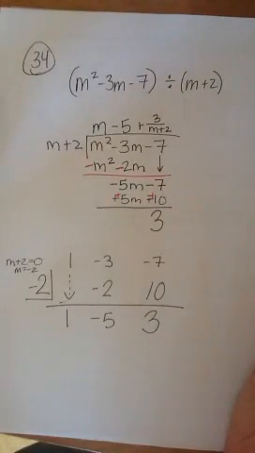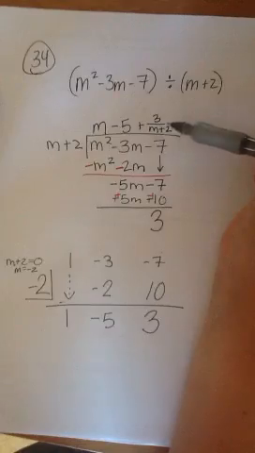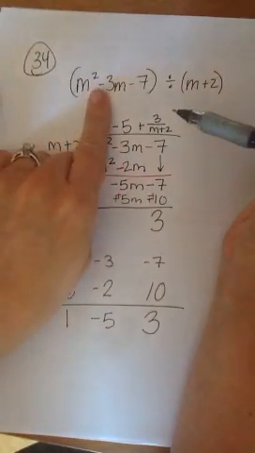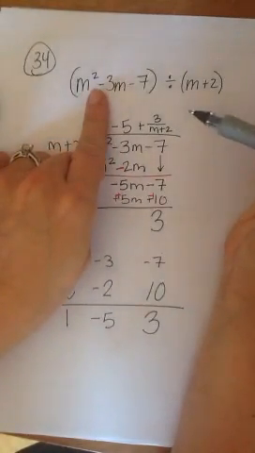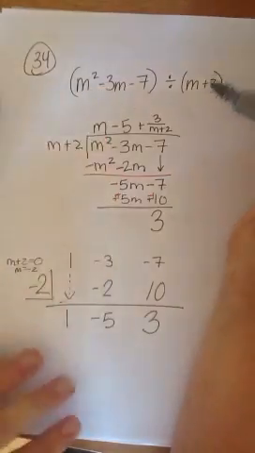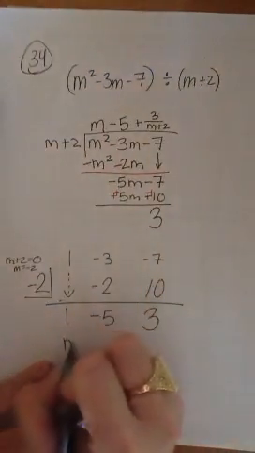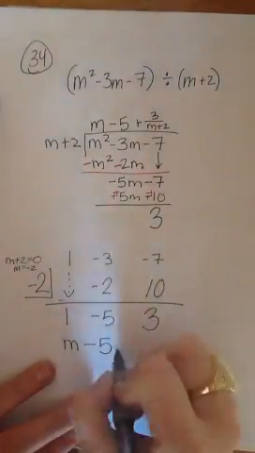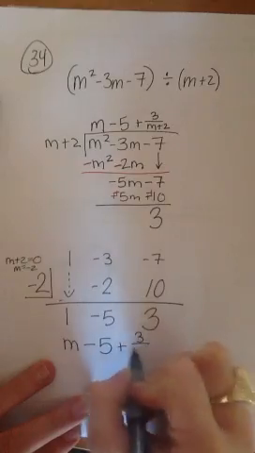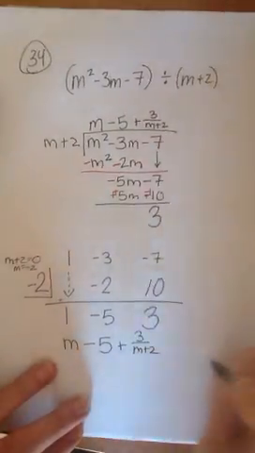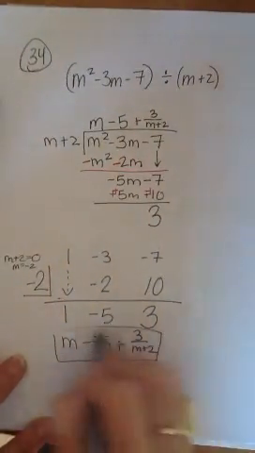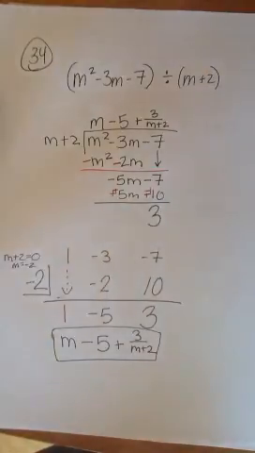Now, you have to put your m's back in. And don't just cheat and look at your long division. You have to go back to the beginning. I had m to the second. I divided, so now I just have an m. M minus 5 plus 3 is your remainder. And that's your final answer once you put the m's back in it.